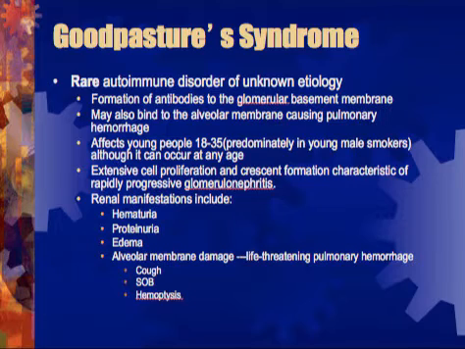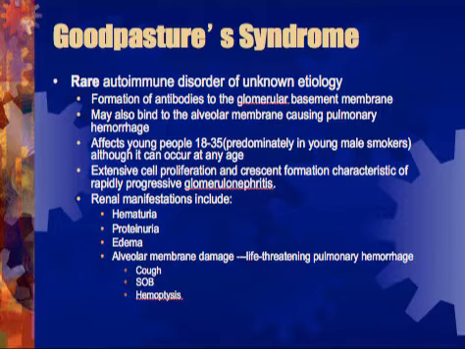Some of the renal manifestations: hematuria, proteinuria, edema, the same as the other glomerular diseases. Here's a different one: alveolar membrane damage, and it can cause a life-threatening pulmonary hemorrhage. To include cough, shortness of breath, and hemoptysis, or bringing up blood.